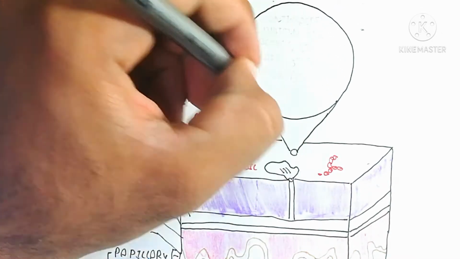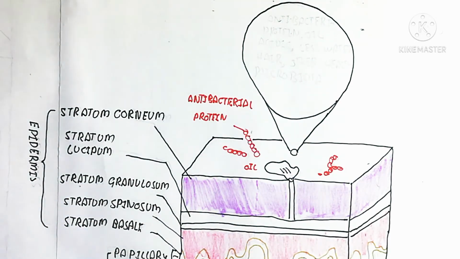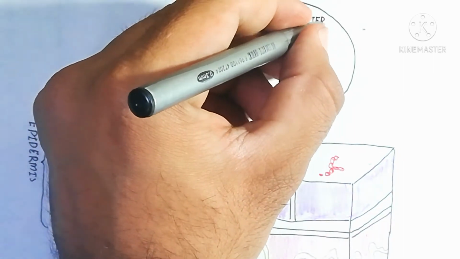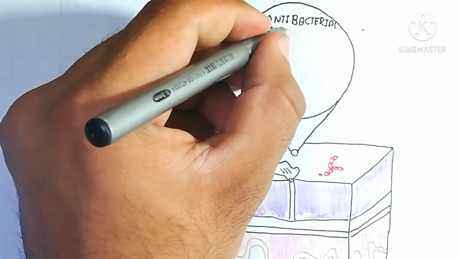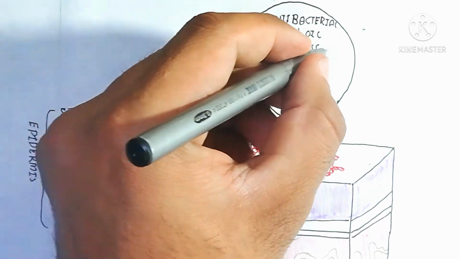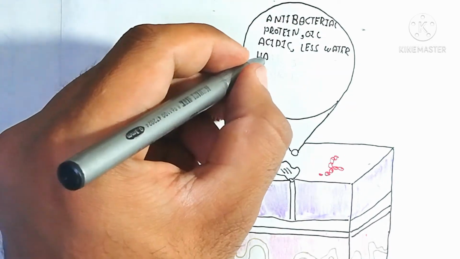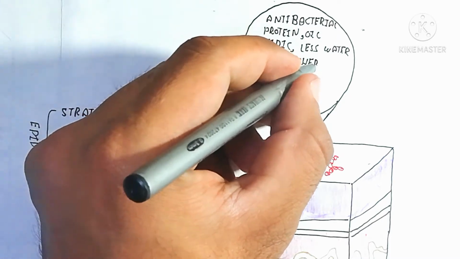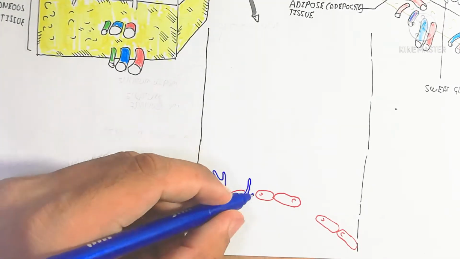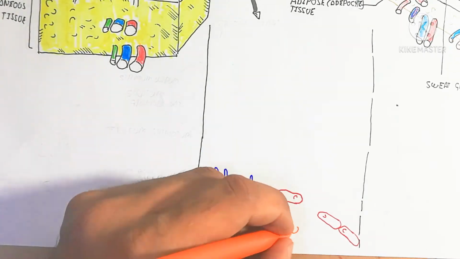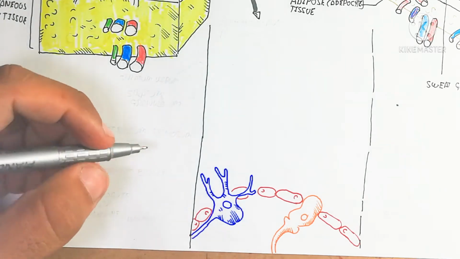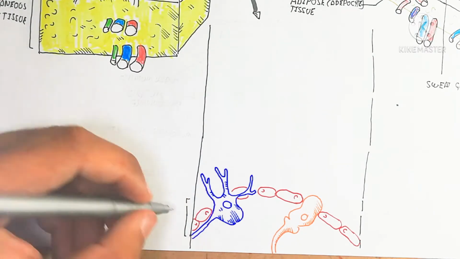So here we will discuss that. The antibacterial proteins, acids, and dryness of the skin are also helpful for prevention of pathogens. So that is the barrier immunity. So here is the epidermis. Let's talk about the epidermis, which contains different layers, and what the different layers are. Here is the dermis, and the upper side of the dermis is the epidermis.